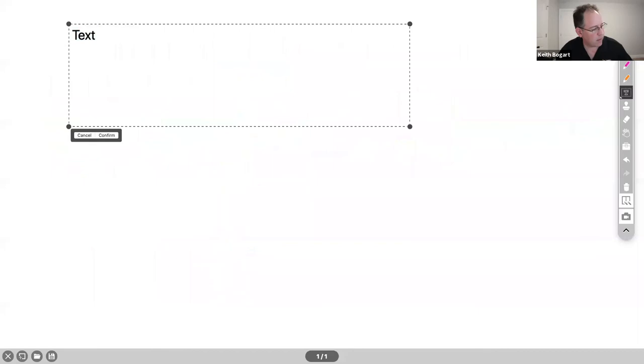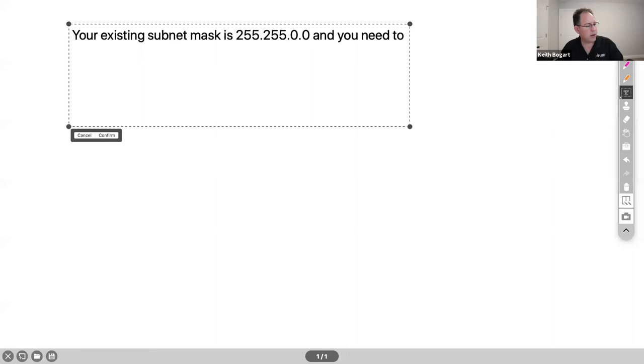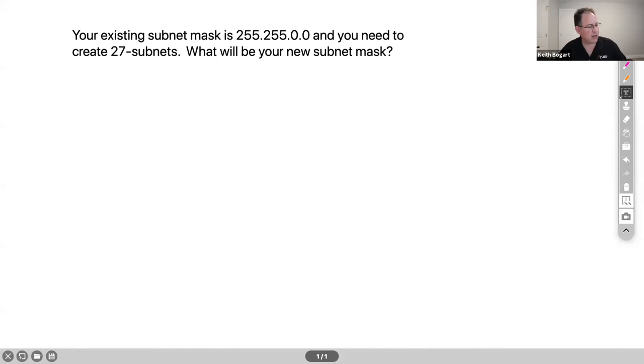now if I rephrase the question like this, okay, your existing subnet mask is 255.255.0.0, and you need to create 27 subnets. What will be your new subnet mask? All right, here's how I would do that using the finger method. The main thing I'm focused on here is this number, 27. All right, 2, 4, 8, 16, not enough, 32. Now I've got five fingers showing, so I need to steal 5 bits.